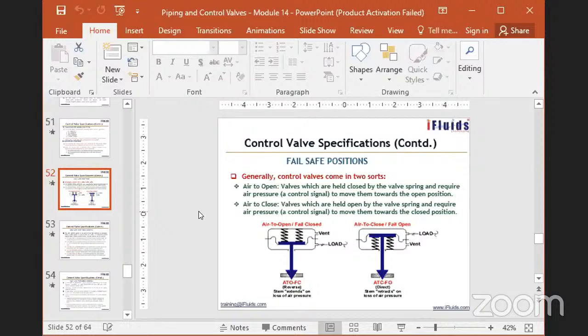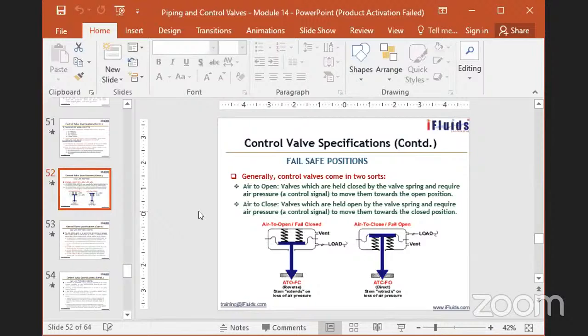LPG is generally stored in spheres under pressure. Naphtha, kerosene, diesel are also stored in cylindrical tanks. Liquids which have high volatility, like crude oil and naphtha, have floating roof tanks. Anything above naphtha, like kerosene and diesel, will have a fixed roof tank. So the storage of raw materials, products, chemicals, etc., is called offsites.